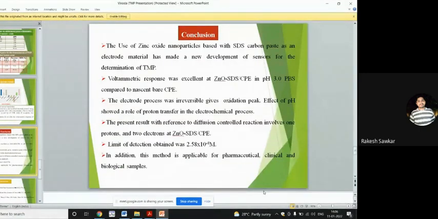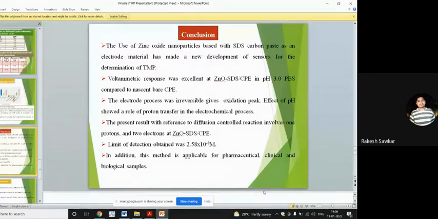And lastly, conclusions. The use of zinc oxide nanoparticles with sodium dodecyl sulfate in a carbon paste as an electrode material has made a new development of a sensor for the determination of trimethoprim. The voltammetric response was excellent with the zinc oxide based anionic surfactant carbon paste electrode at pH 3.0 compared to the nascent bare carbon paste electrode.